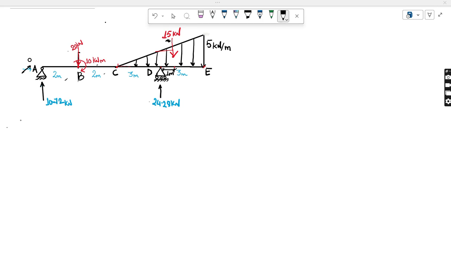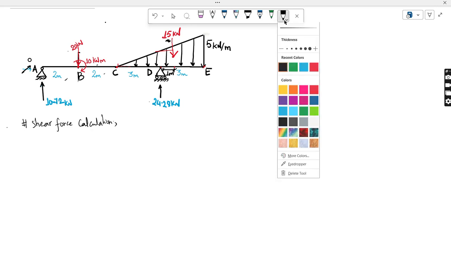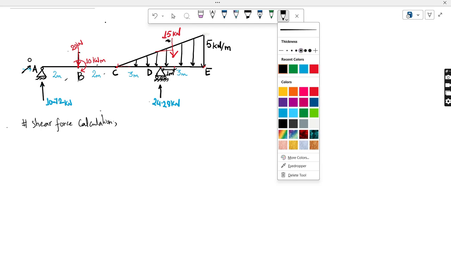Now we have to proceed further for the shear force calculation. So we are going further with shear force calculation. Let me increase the thickness of this. I think this will be fine.